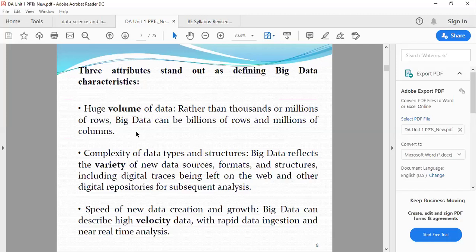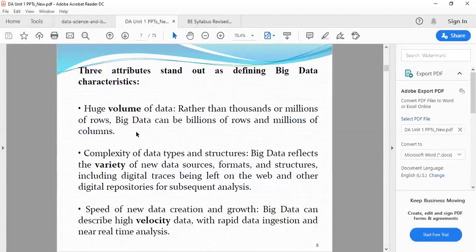Second one is complexity of data types and structures. Big data reflects a variety of new data sources, formats, structures, including digital traces being left on the web and other digital repositories for subsequent analysis. Okay. Third one is velocity, the speed of new data creation and growth. Big data can describe high velocity data with rapid data ingestion and near real time analysis.